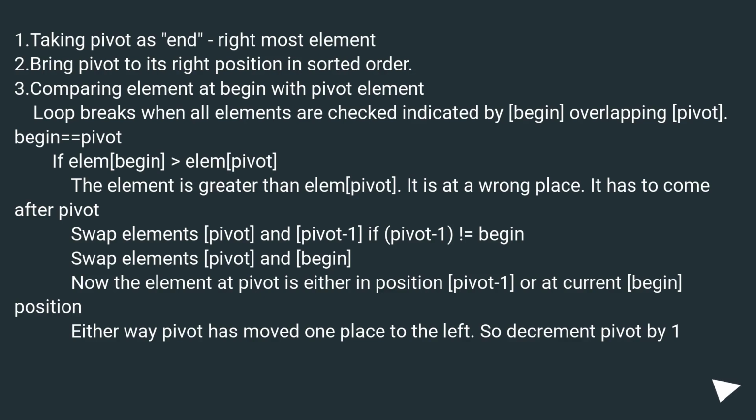Begin equals pivot. If element at begin is greater than element at pivot, the element is at a wrong place. It has to come after pivot. Swap elements at pivot and pivot plus 1, if pivot plus 1 is not equal to begin. Then swap elements at pivot and begin. Now the element at pivot is either in position pivot plus 1, or at current begin position. Either way pivot has moved one place to the left. So decrement pivot by 1.